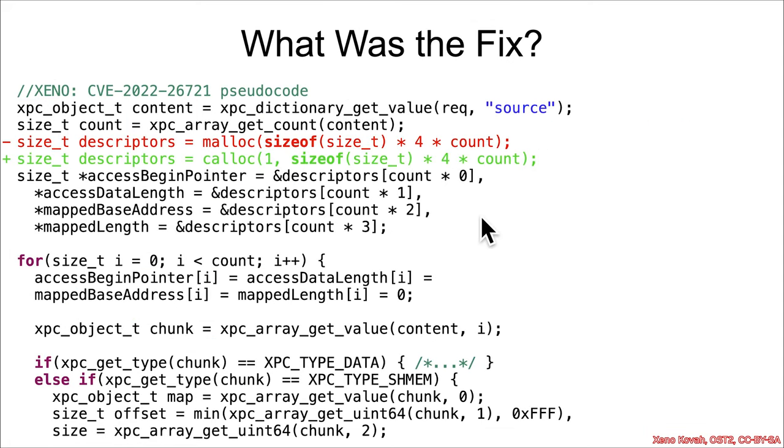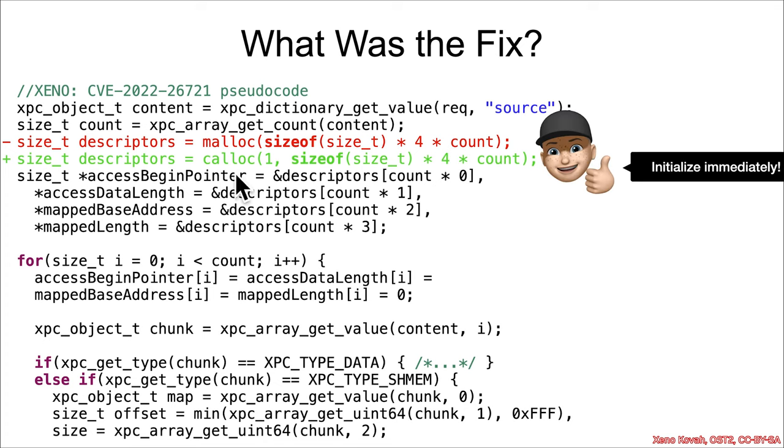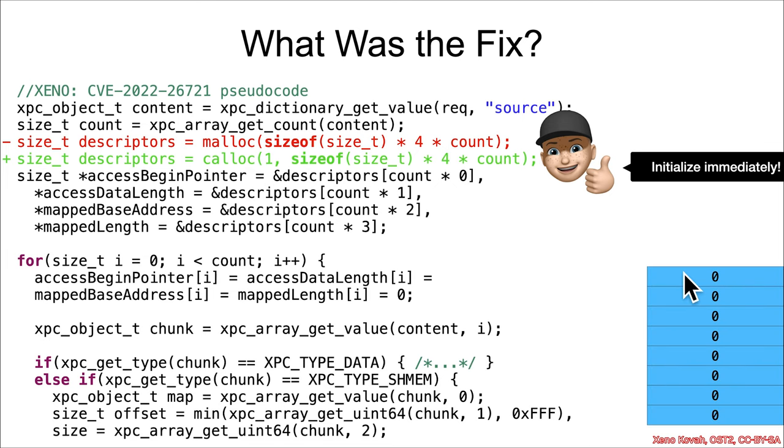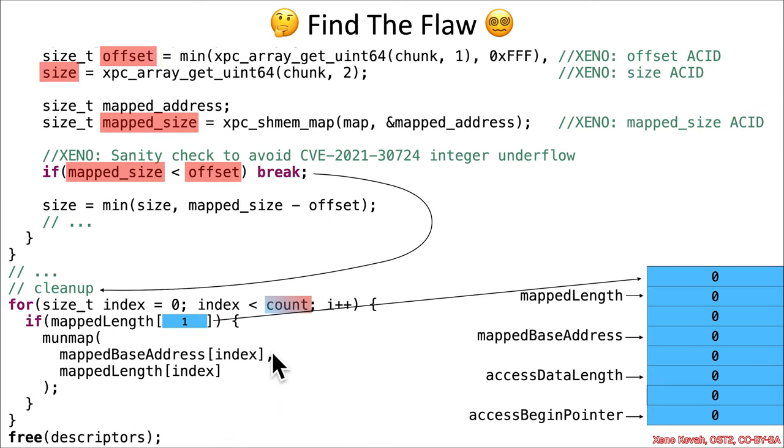So what was the fix for this? Well, it's one of those simple fixes again, as with most OODA vulnerabilities: you just need to initialize immediately. So instead of malloc, calloc, the zeroing allocator. So now instead we have this all-zeros descriptors, and so when it gets down to this code later on, mapped length of 1 is 0, and therefore it doesn't even call the munmap, and it's done. It frees off this initialized memory, and it's all good.